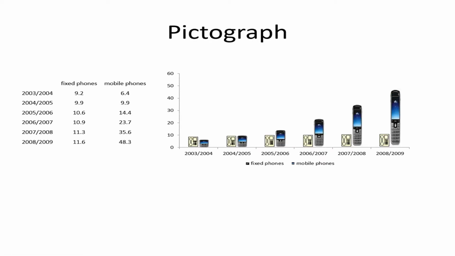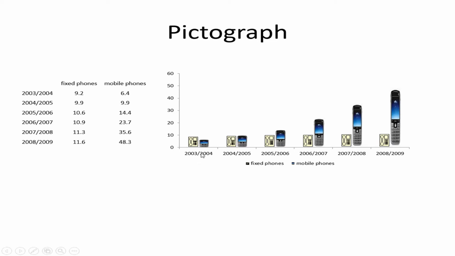This is almost my last type of graph, which shows how Egyptians are using mobile phones. Of course, the data is from 2009, but we should add 10 years here. This is the number of people in millions using fixed phones, and this is the number using mobile phones. Things are changing now, but what I want to present is a type of graph called a pictograph.